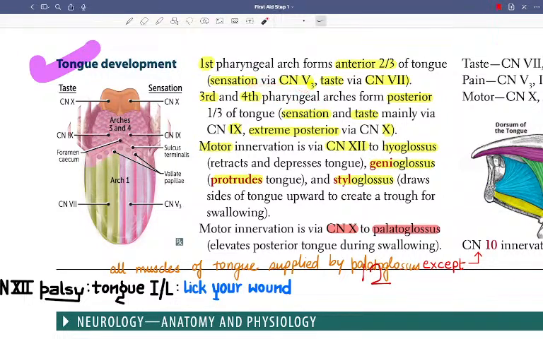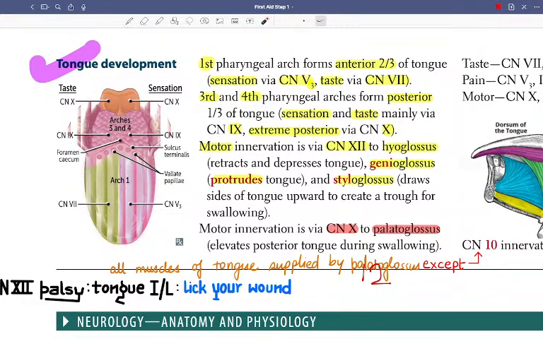Obviously, trigeminal is all about sensation. Taste is a facial nerve. Your seventh nerve is the facial nerve. So the anterior two-third has sensation via V3, first pharyngeal arch, and taste via the facial nerve.